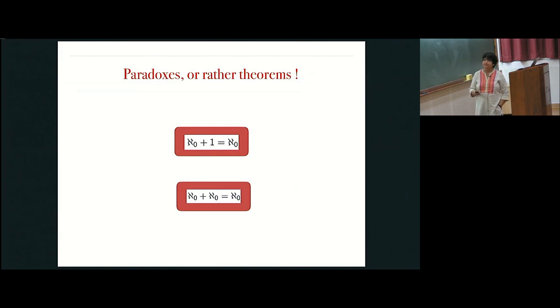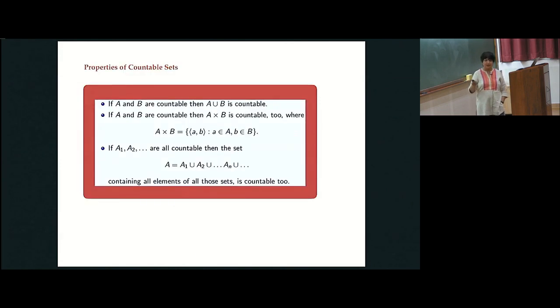Okay. Now, let's look at some properties from where those kinds of theorems come from. If A and B are countable, then A union B is also countable. If A and B are countable, then the Cartesian product of A and B is also countable. And if you have a countable collection of countable sets, their union is also countable. By the way, if you try to prove this, you will see that you will actually need the countable axiom of choice. So, these are certain properties.